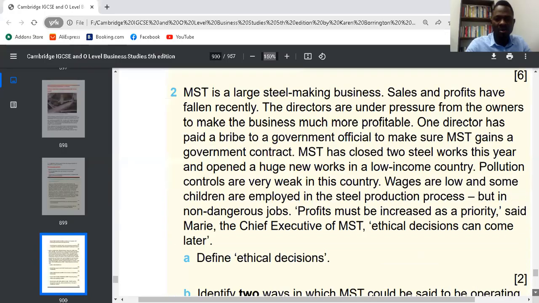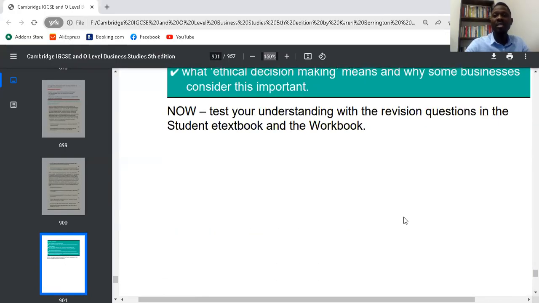So we're going to Business and the International Economy, chapter 29.